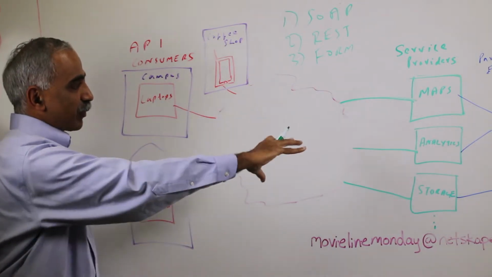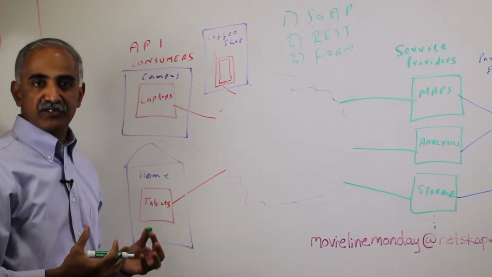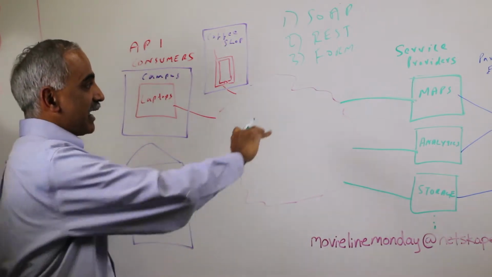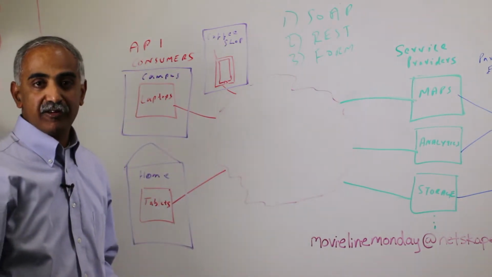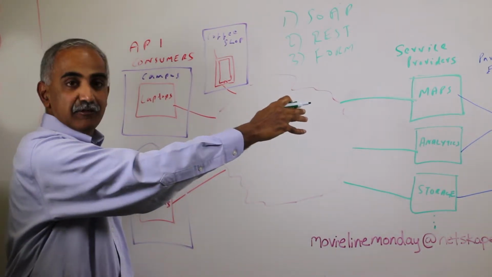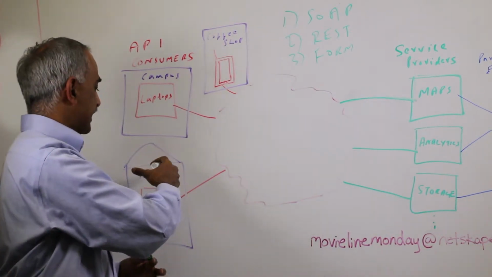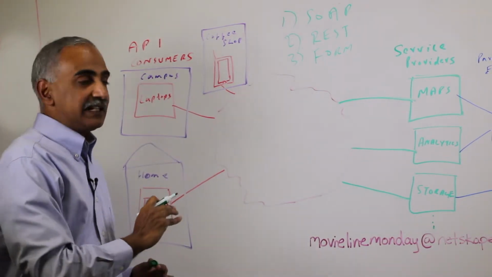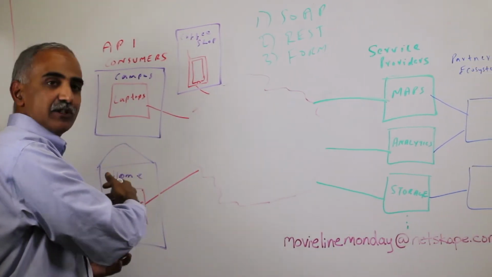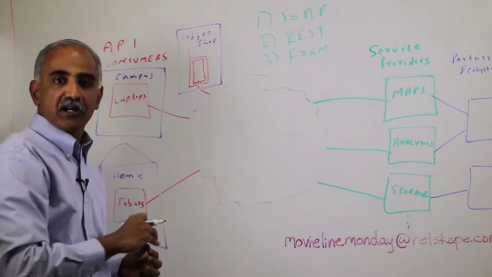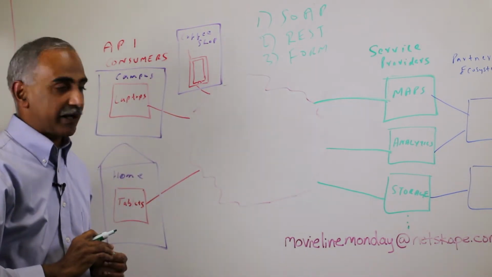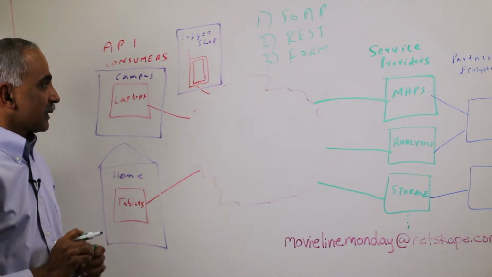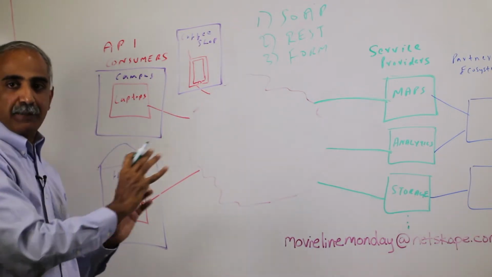Now, the service providers are not standing by themselves. Many service providers in turn have a partner ecosystem where they get more data to provide to the end user. The end user is not aware of the partner ecosystem, but indirectly the data that is provided to the consumer comes from other partners that are associated with the service providers. Okay? Now, those are the actors in this API play.